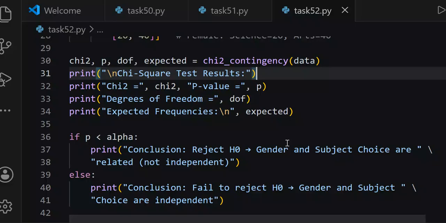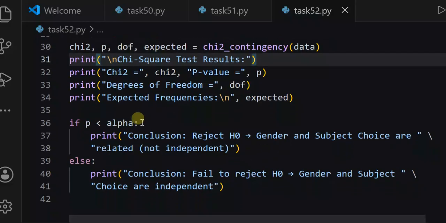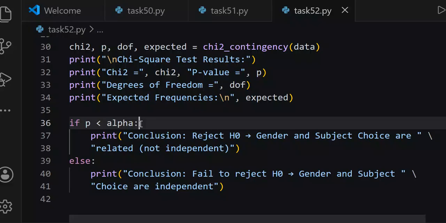And for the decision making, we use the if-else statement, which checks whether p is less than alpha. If p is less than alpha, that is, if the p-value is less than 0.05, then we reject the null hypothesis. Else we fail to reject the hypothesis. So what is the chi-square statistic? The chi-square statistic measures how much the observed frequencies differ from the expected frequencies. If the value is large, then there is strong evidence of a relationship. If the value is small, then the observed values are close to the expected values.